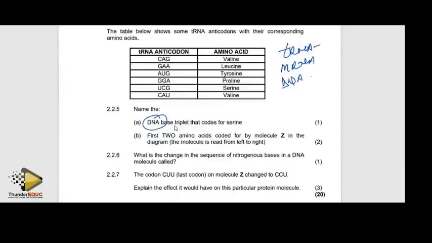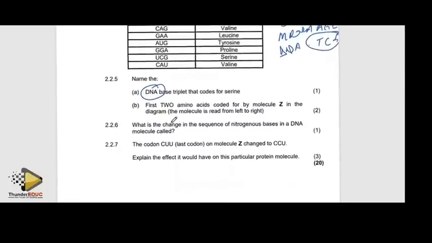If it is tRNA, serine is UCG, so U goes with A, C goes with G, and then G goes with C. So it's going to be TCG. That is the code for DNA. So it means that you have to convert it two times.